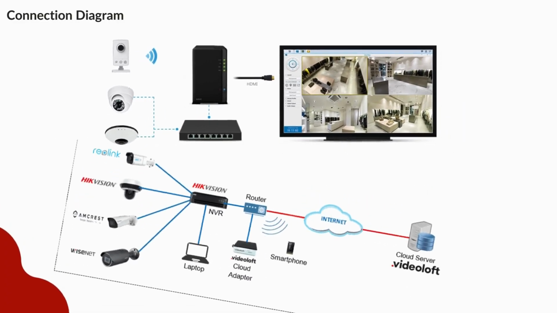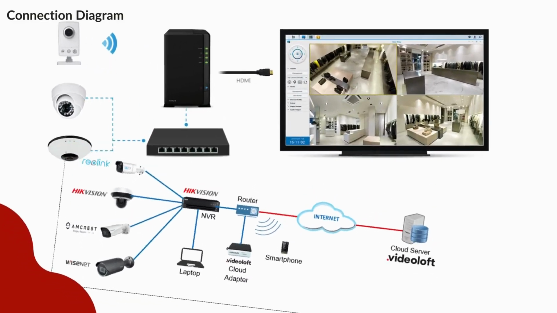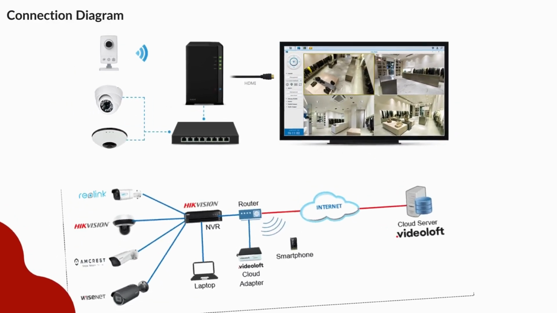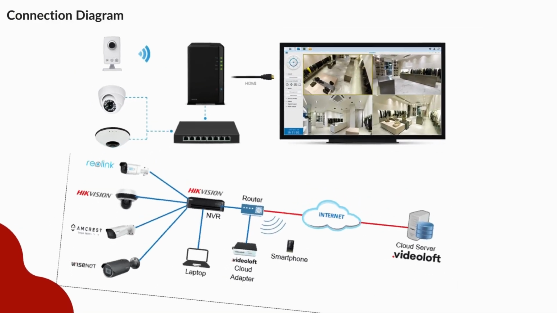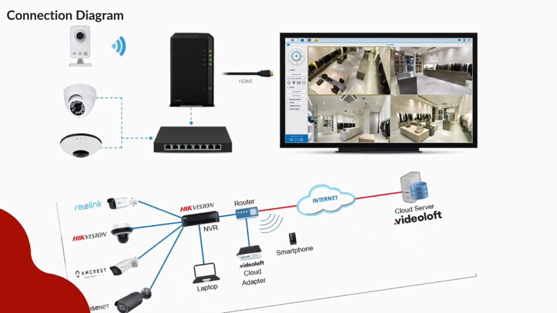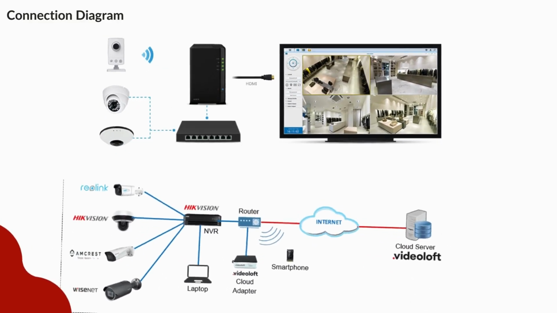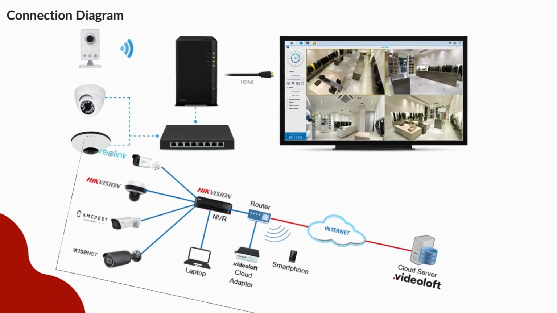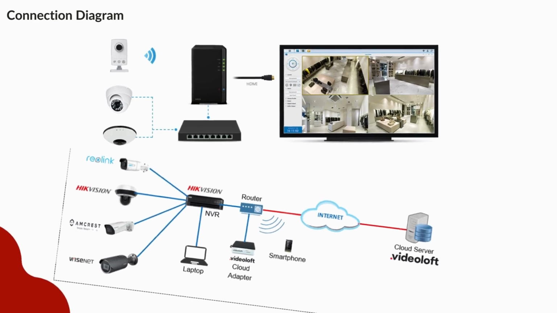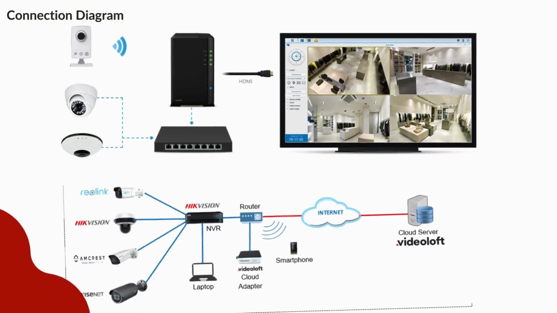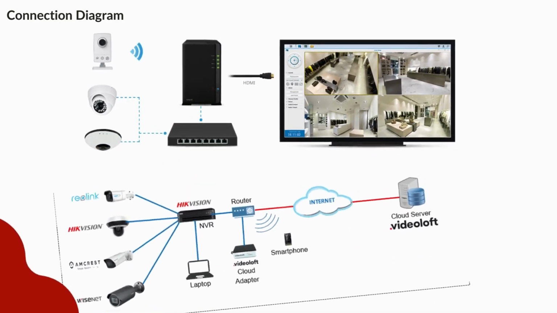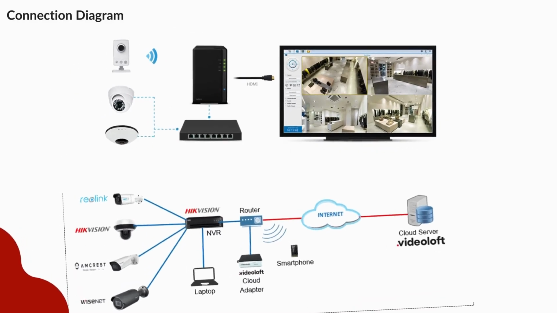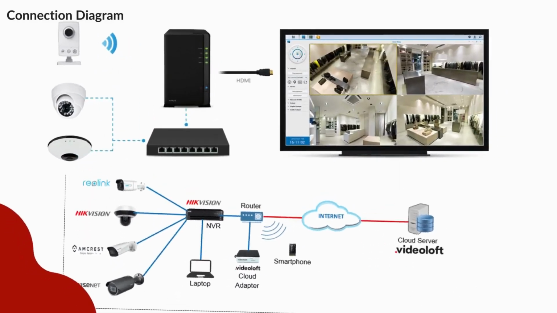The video has just jumped in. In the lower diagram, you can see the VideoLoft cloud adapter. That's the cloud storage. It links to your NVR via the router, so all the video is saved on the VideoLoft. The VideoLoft is a cloud server also. You aggregate all your camera video and send it over the internet to the cloud server, which is a storage server. So you need the cloud adapter to do that, right?